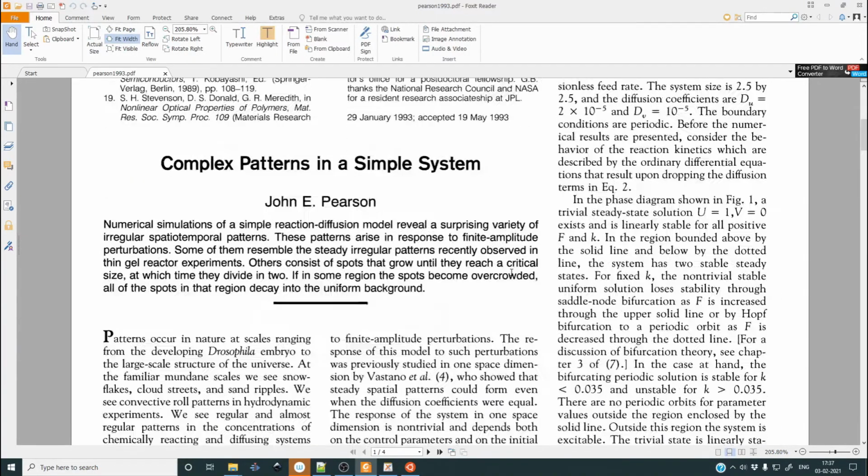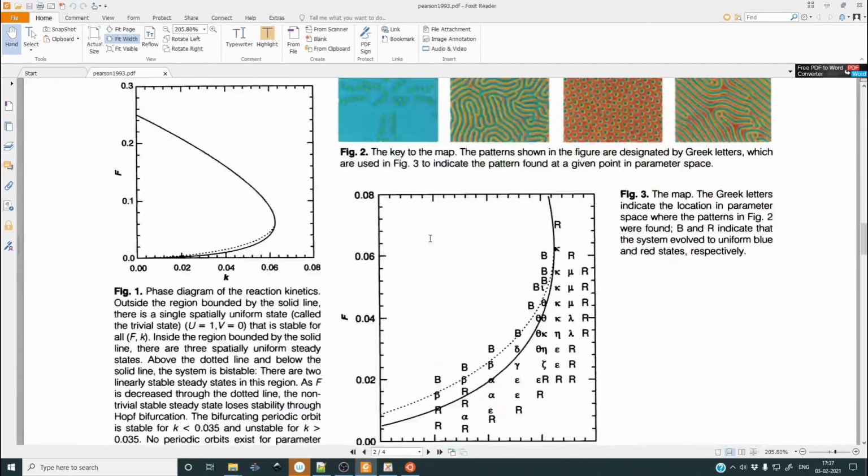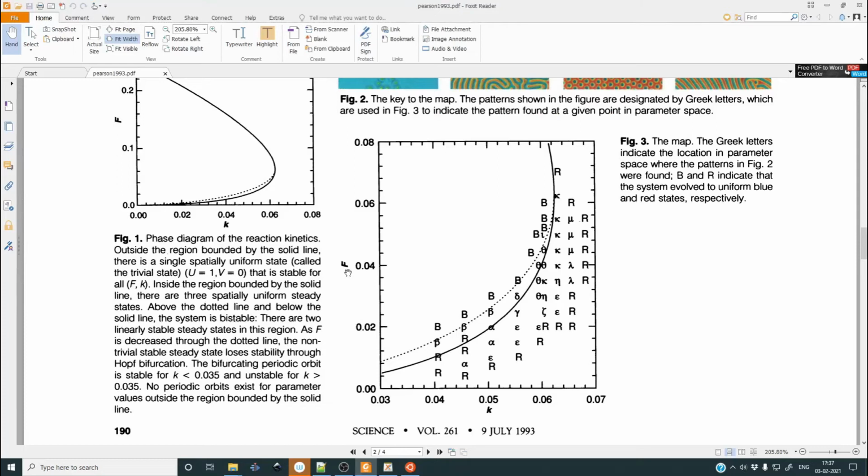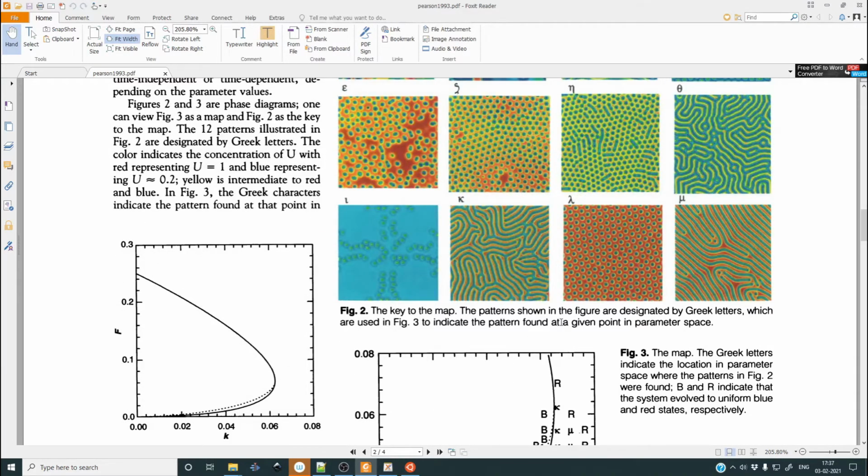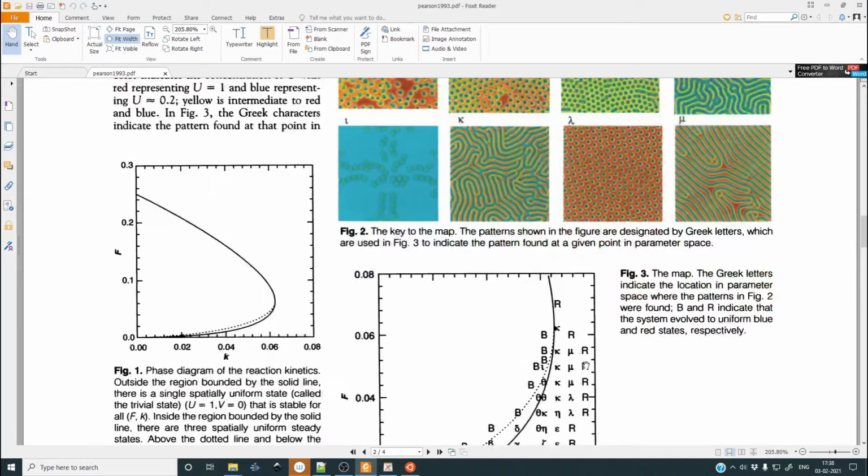Depending on that particular parametric space of f, and in our case phi and kappa, you will obtain one of these patterns. B corresponds to the uniform blue state where one product or one of the reactants dominates over the other. R corresponds to the red state where the other reactant dominates, while epsilon, eta, kappa, lambda, mu are all different patterns as seen in this figure.